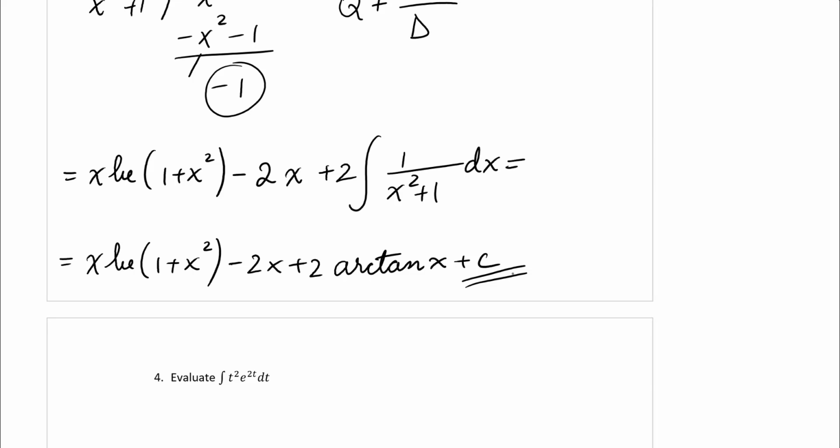Final answer. Now let's take a quick look at the last problem that I wrote here. Evaluate the integral of t squared e to 2t dt. This problem is, well, I changed the variable so that we get used to other variables as well. And this one is pretty much integration by parts.